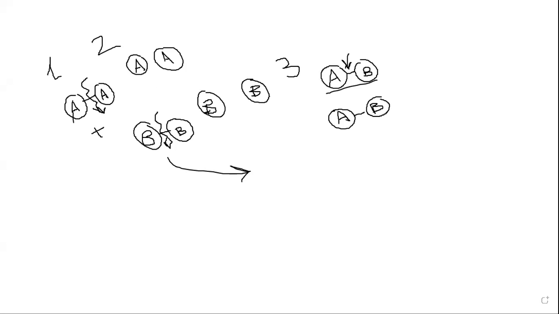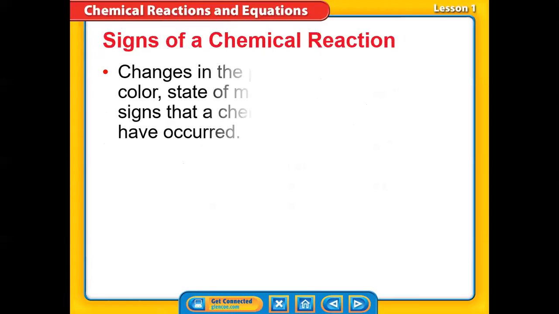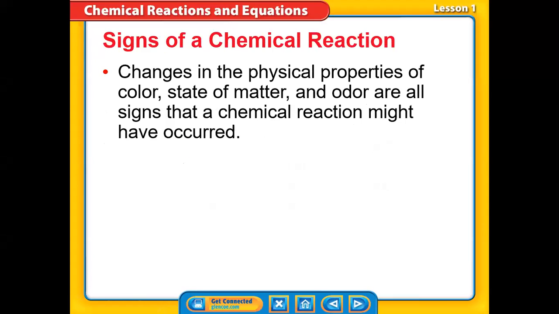So let's go back to our presentation. Here, chemical reaction: the process in which atoms of one or more substances rearrange to form one or more new substances. Now we pass to the most important part, which Reem is already asking about. If you are in the lab and you are making a chemical reaction, you have two substances, and you start to put them together in the same tube. So how could you know that these substances have already reacted or not? How could you figure this out?